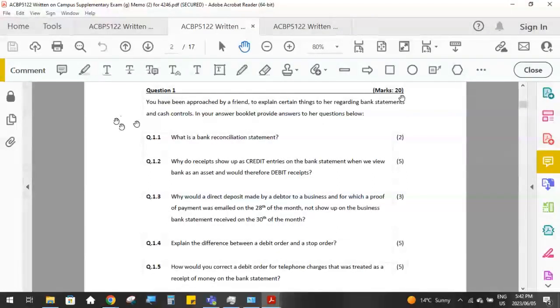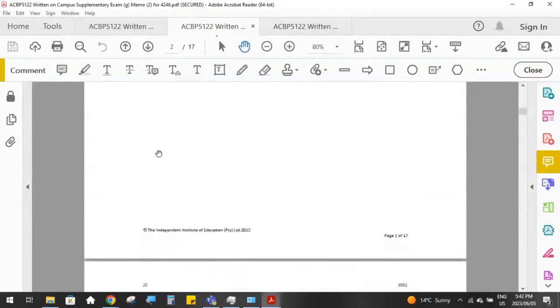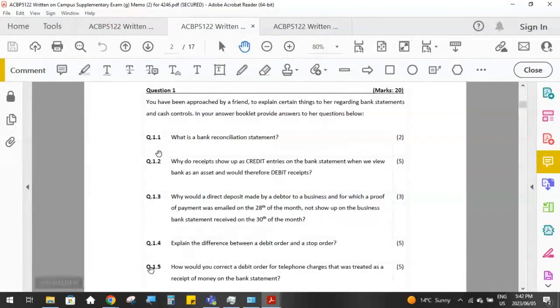So in this question paper, question number 1 is for 20 marks. And there were, from here, 1.1 to 1.5, and these were all theory questions. In your answer booklet, provide the answers to the questions below. It was a friend, and she had questions regarding her bank statements and cash controls. So this is all to do with your Learning Unit 1 bank recons.